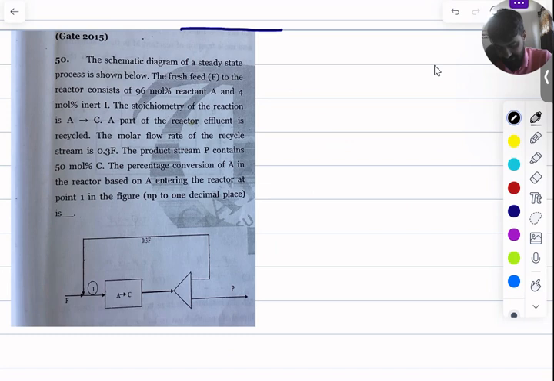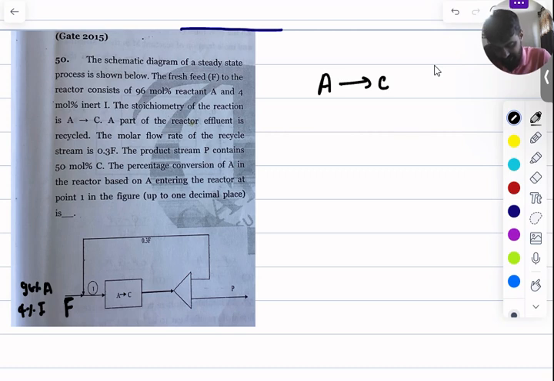In the question, they are telling the schematic diagram of a steady state process is shown below. Here the fresh feed to the reactor contains 96 mole percent of A and 4 mole percent of inert. The stoichiometry of the reaction is given. A is getting converted into C. So A is the reactant and C is the product.